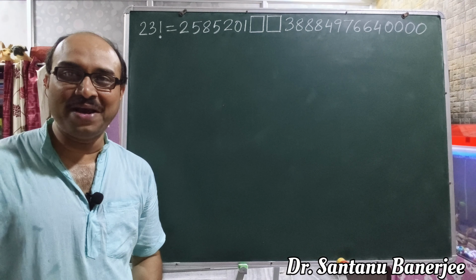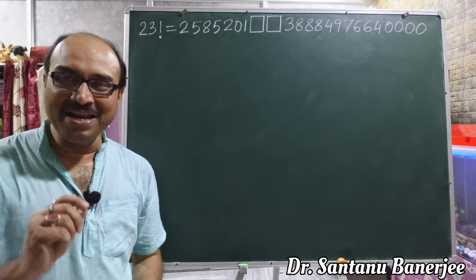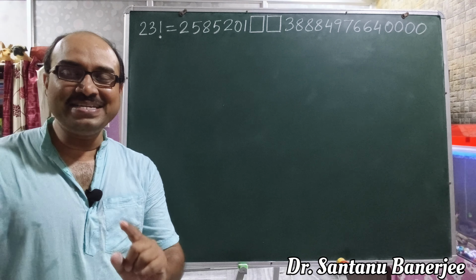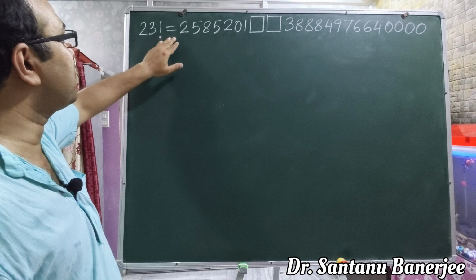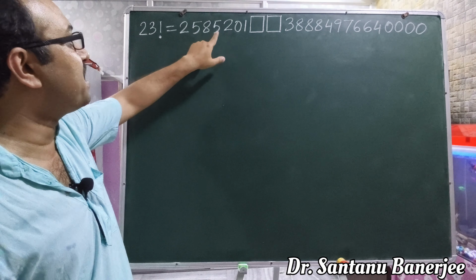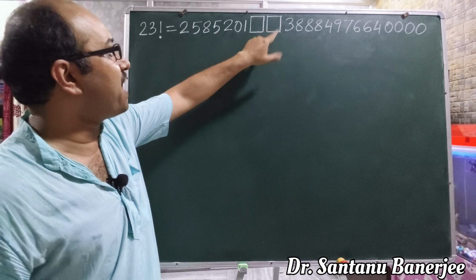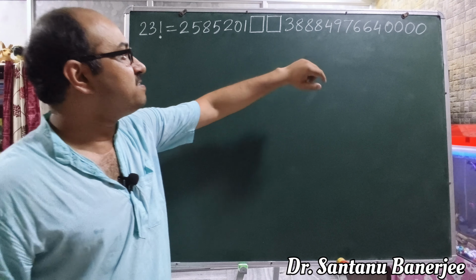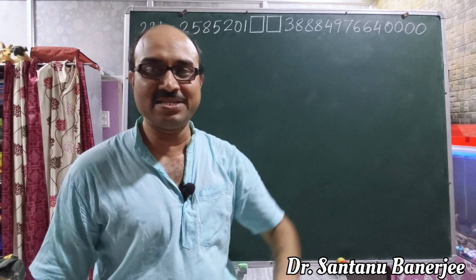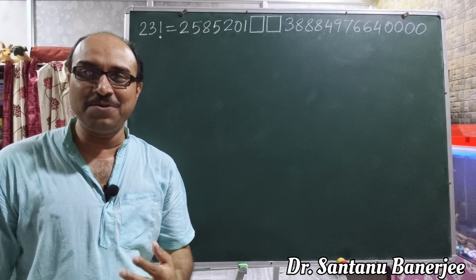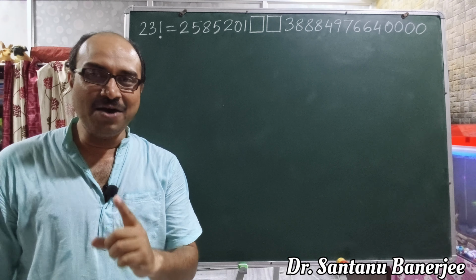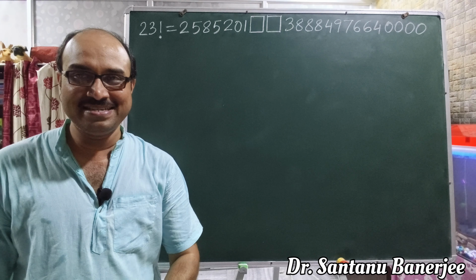Here the value of 23 factorial is given. The only problem is that two digits are missing over here. What is the value that is given? 23 factorial equals 2585201 blank blank 38884976640000. So our work is to find out the two missing digits. How shall we find out the two missing digits?